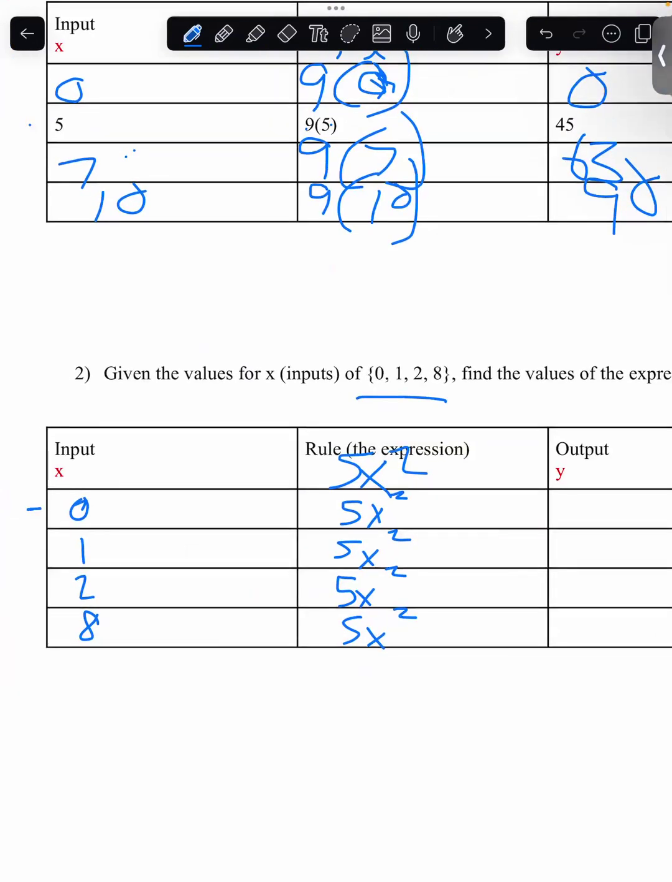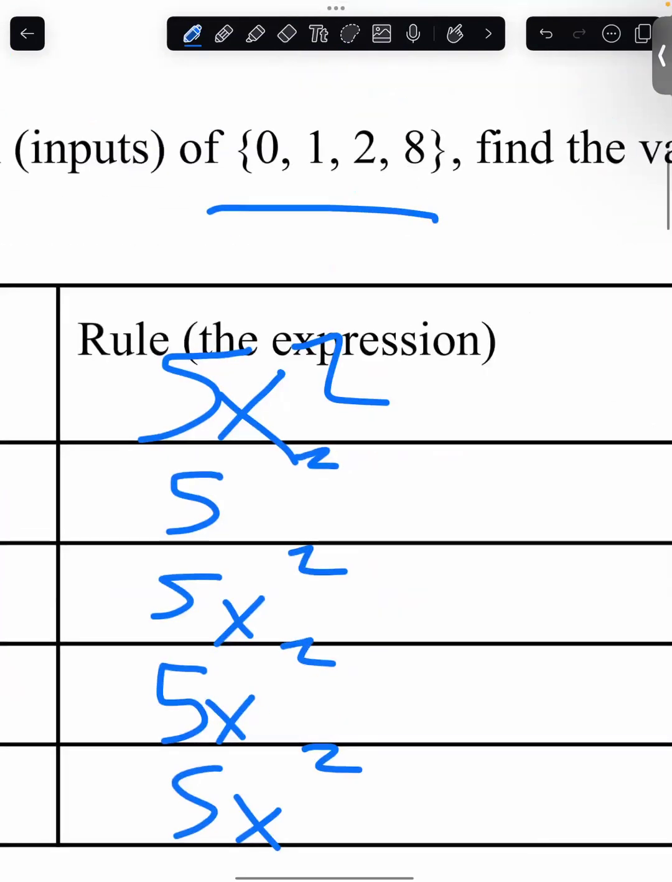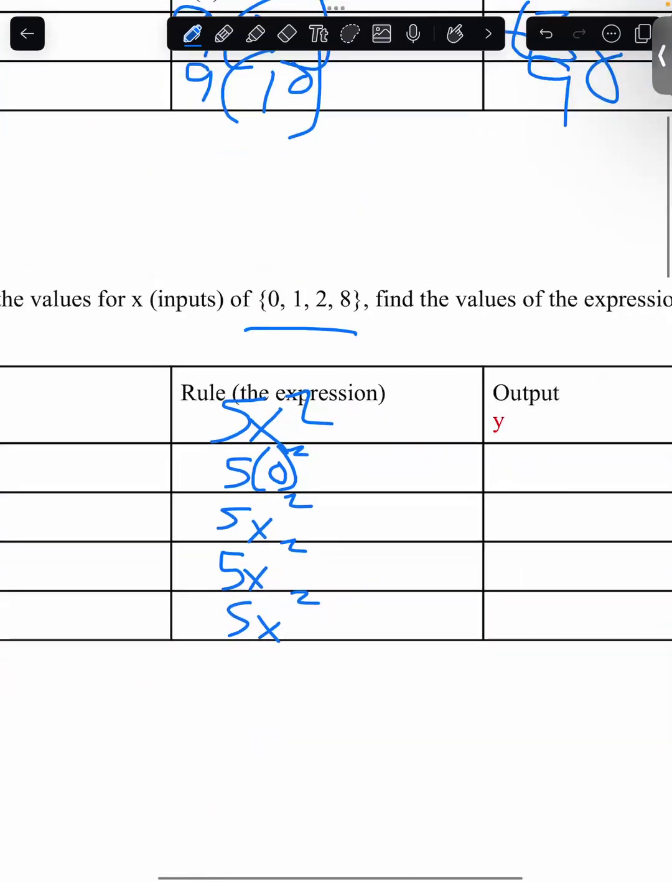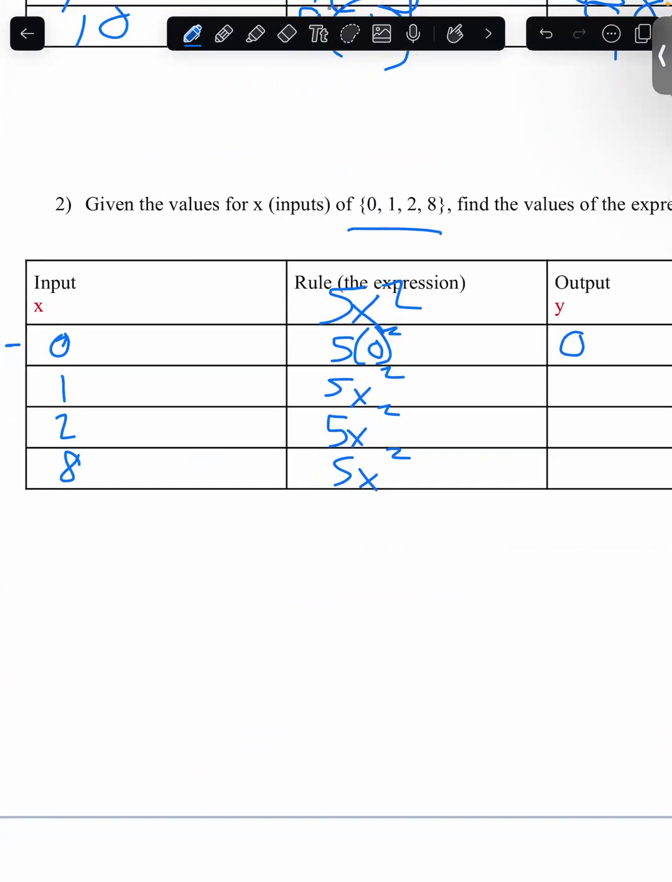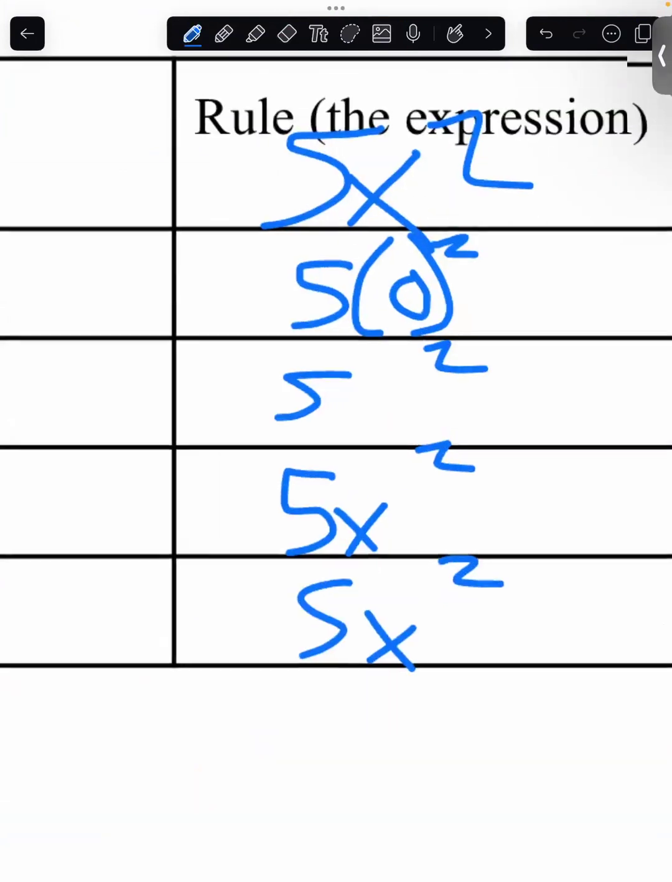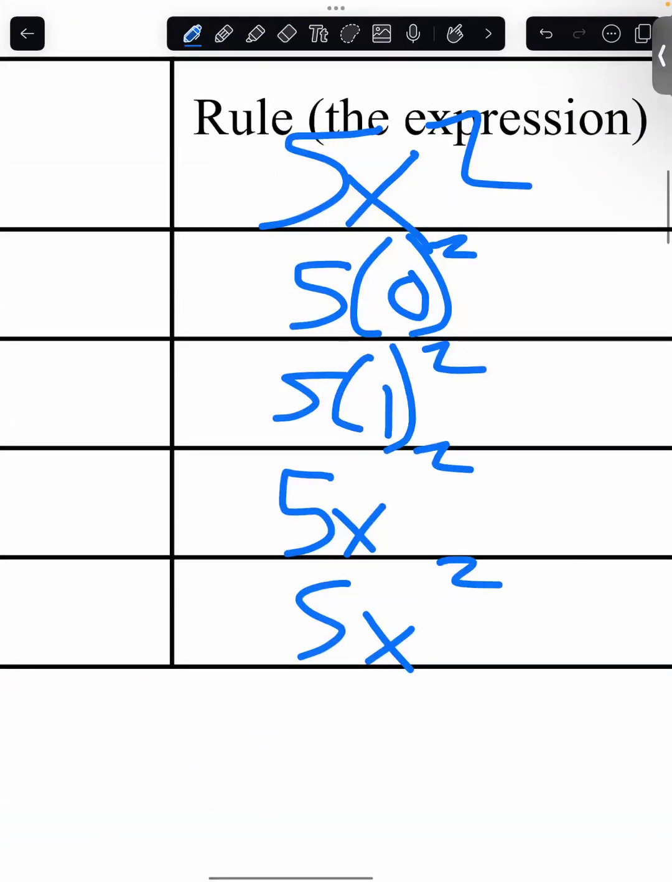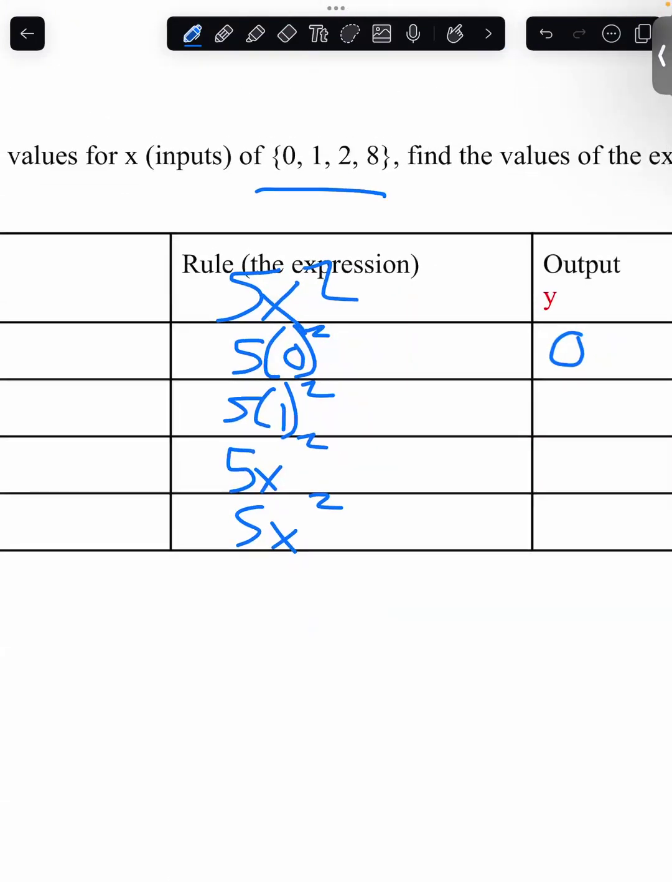So here we have 0. So we're going to take this 0 right here, put it in for x. 0 squared, 0 times 0 is 0, times 5 is 0. Okay, next one, we're going to take the x out. We're going to put the 1 in. So 1 squared is 1. Then 1 times 5 is 5.